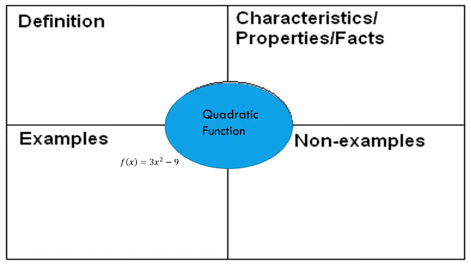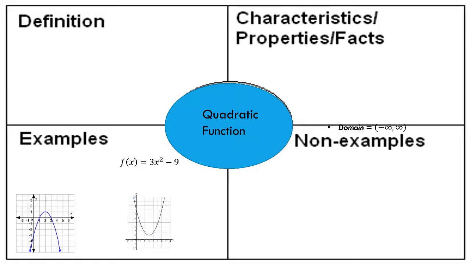And then an example of a quadratic function, 3x squared minus 9. What is the domain? What does it look like? What is not a quadratic function? Things like that. And then tip 11, learning how to solve word problems.